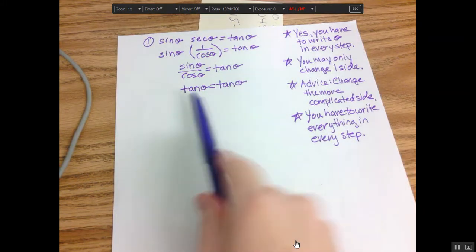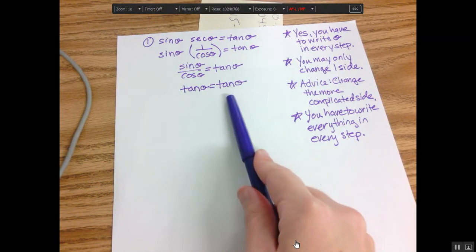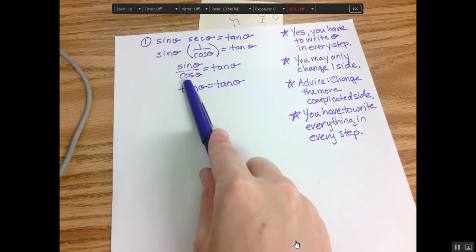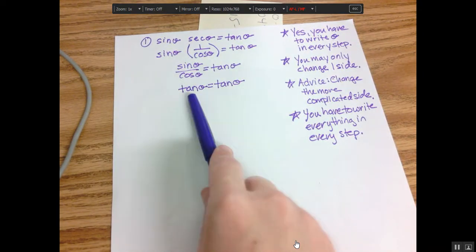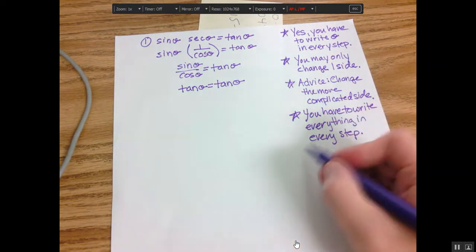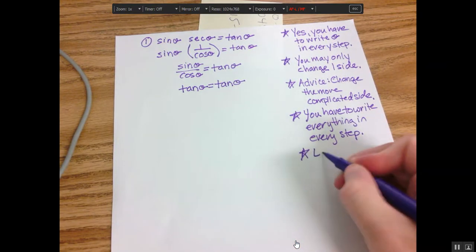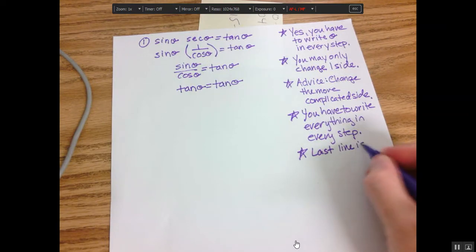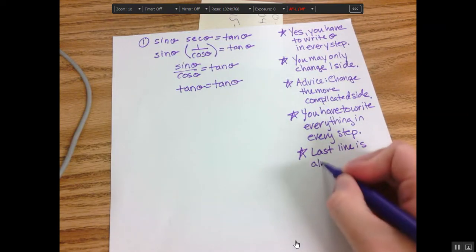Do you see how your last line has to be tan theta equals tan theta? You can't just stop when it seems obvious to you that they're equal. You have to stop at something equals itself. The last line is always something equals itself.